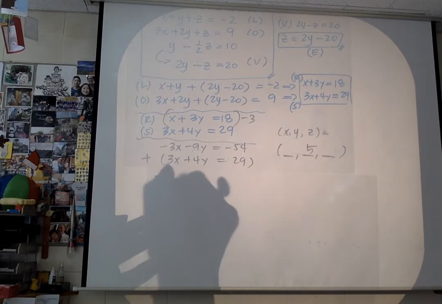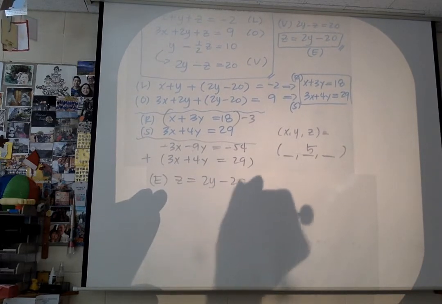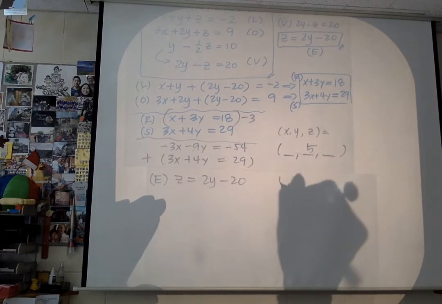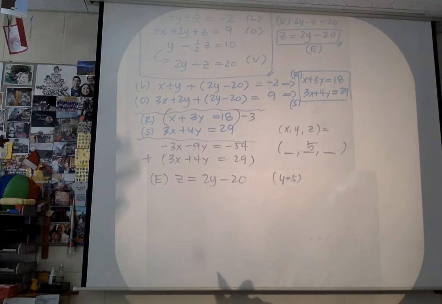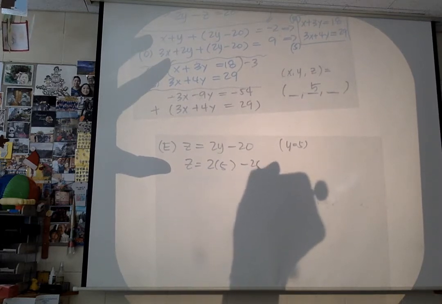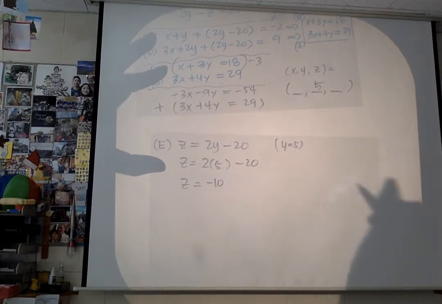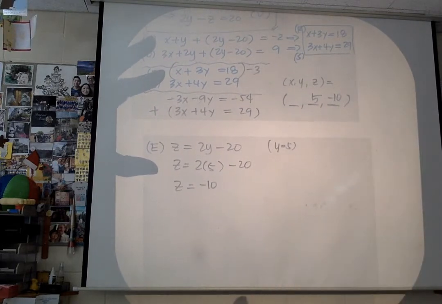Let's use e. Isn't z is equal to 2y minus 20 our equation e? And don't we know that y is equal to 5, you guys? So why don't we plug it in? z is equal to 2 times 5 minus 20. So what does z equal? Negative 10. Woohoo! We already found negative 10 for z.